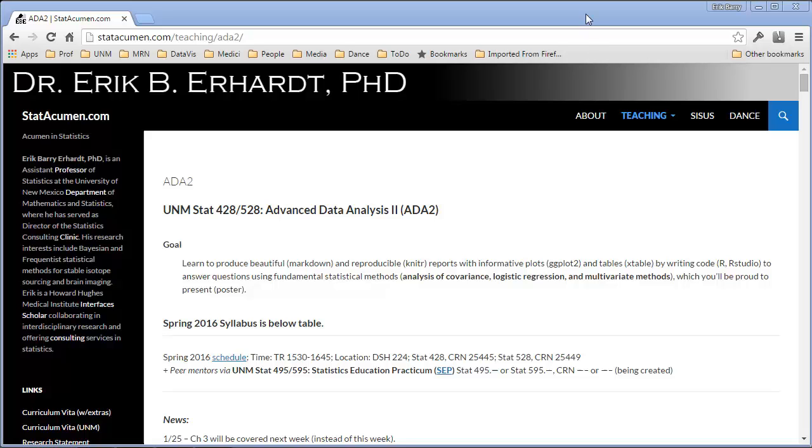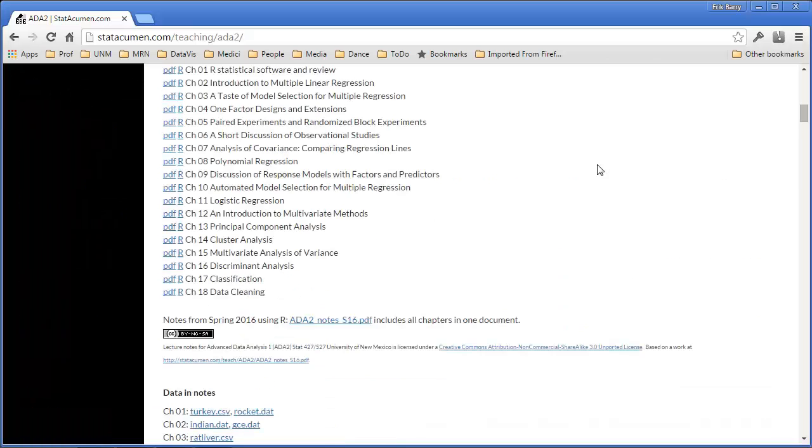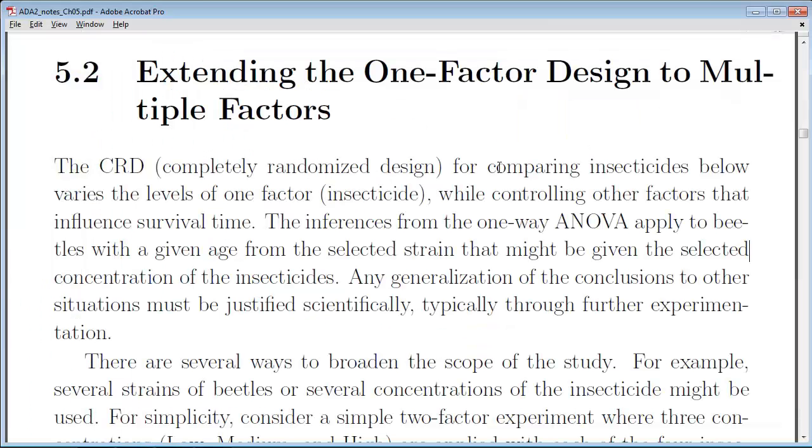In this video, we'll continue looking at experimental design and factor in Chapter 5. So we'll jump over there. Here we are in Section 5.2, extending the one-factor design to having multiple factors.